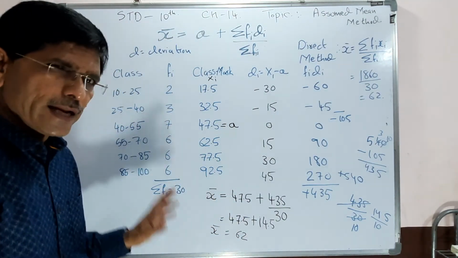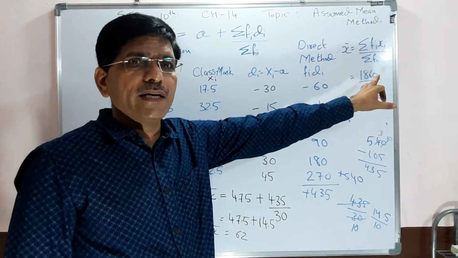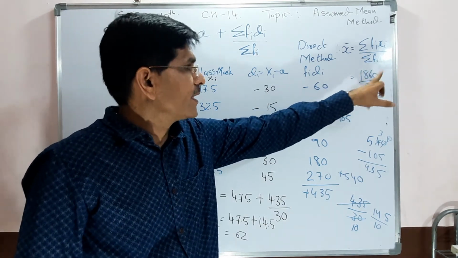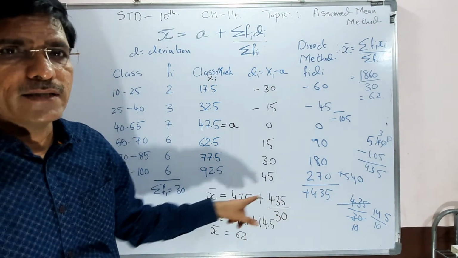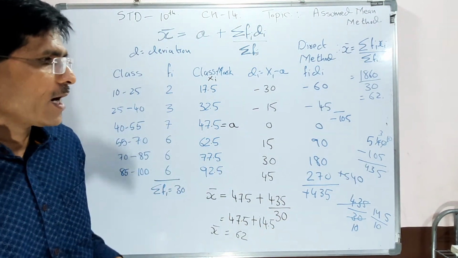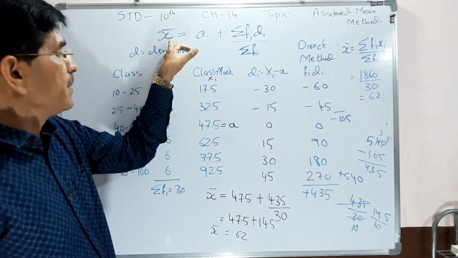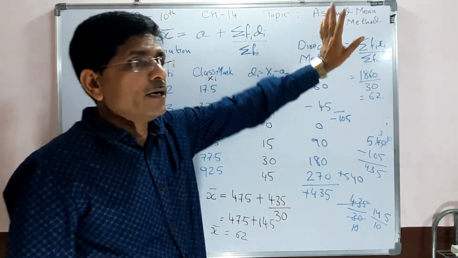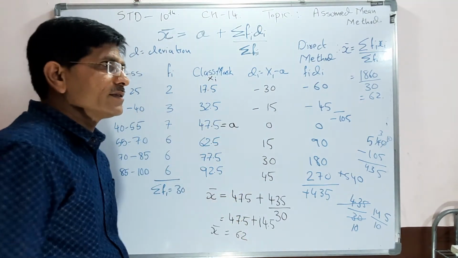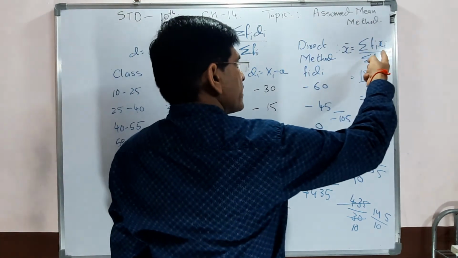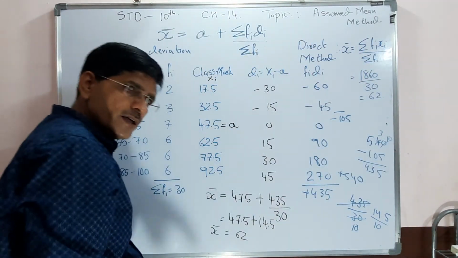Mostly students use the direct method, but they make mistakes in calculation because big digits are there. Now if you see here, how big a digit came, and here how small a digit came. If you see, all are small digits. So again I will explain how we can get the mean by the assumed mean method. In the last lecture we completed one sum with the direct method and got the answer 62.